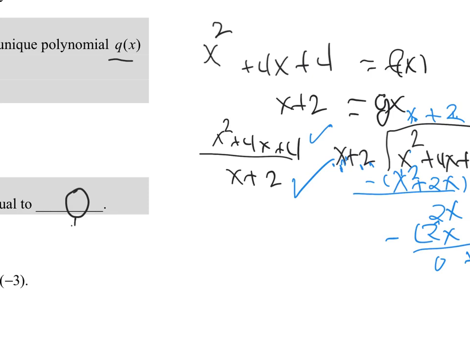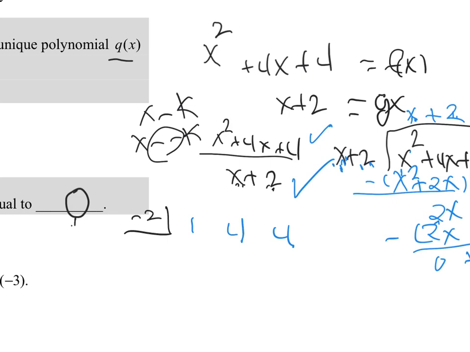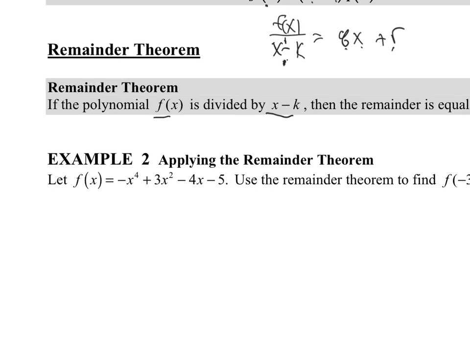Let's do it synthetic. 1, 4, 4 divided by the opposite of x plus 2, that's a minus 2, because it's x minus k. So x minus minus k gives you the positive. It's the same thing we've had 100 times now. Bring down the 1, multiply, negative 2 goes there, add straight down, 2, multiply, negative 4, add straight down, you get to 0. So much easier to do synthetic than it is to do long. But anyway, something about the remainder theorem.